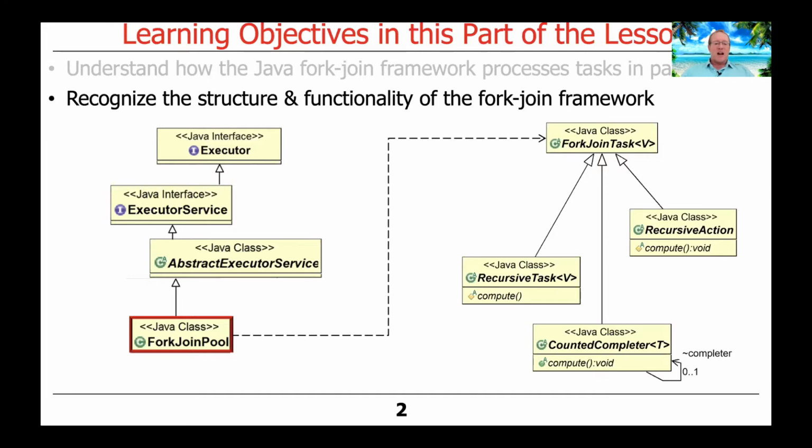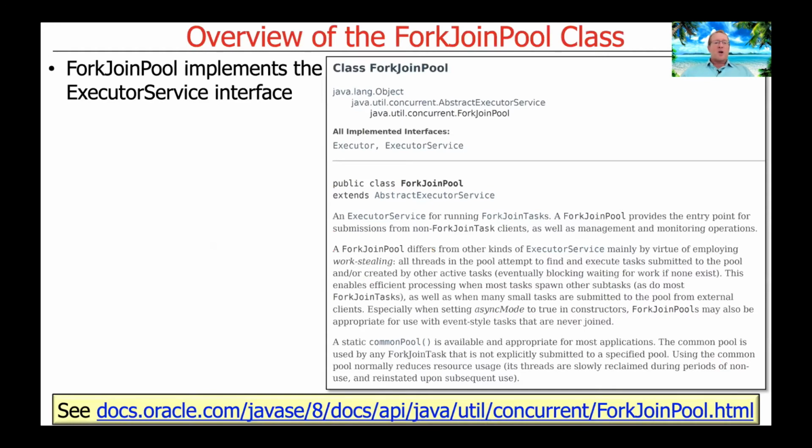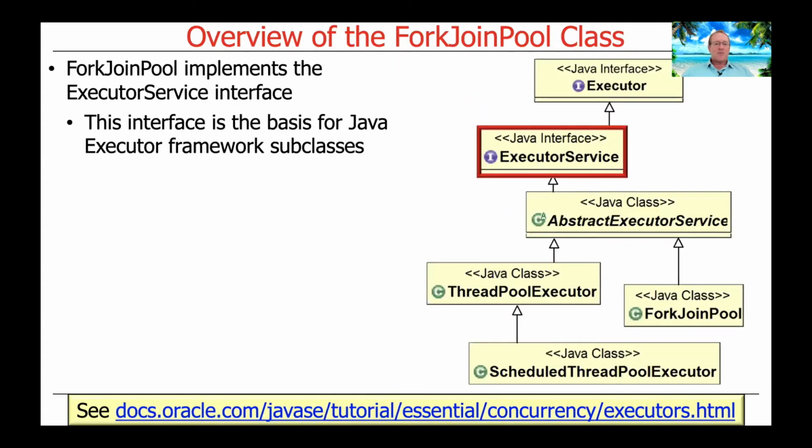And as you can see from this diagram, fork join pool actually will extend some other classes in the Java executor framework. And those other classes in turn implement various interfaces we've talked about previously. So the fork join pool class implements the executor service interface indirectly. So we've talked about executor service before. You've had a chance to program with executor service, and the fork join pool is an executor service, but there's a lot more to it than that, actually.